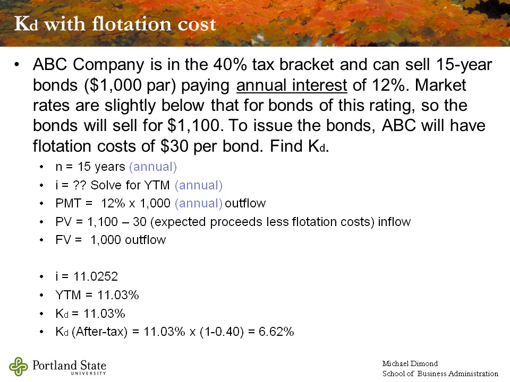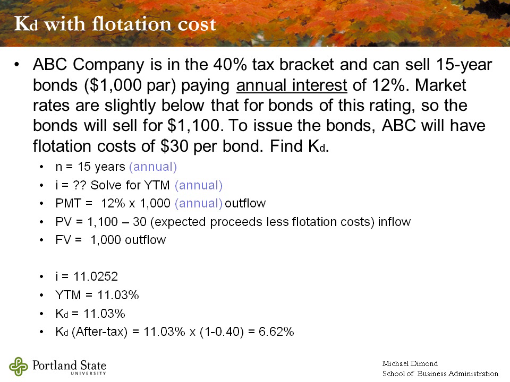Now in this case, the information that we've been given is annual. This company is going to sell 15-year bonds, which are going to pay annual interest of 12%. So we've got 15 annual periods. We're going to be solving for I, but the result we're going to be getting is going to be an annual number. And the payment that we're looking at is 12% of the face value, but it's an annual cash outflow. Our present value, or our price, is going to be the expected proceeds less the flotation costs.